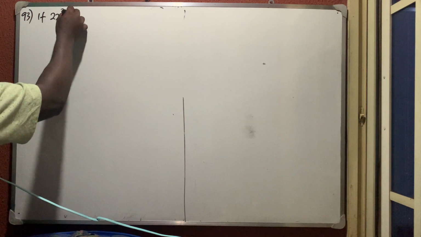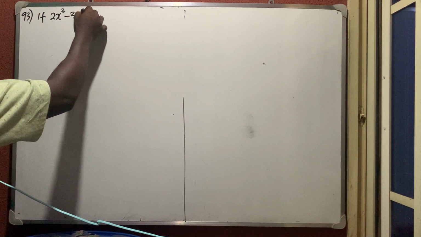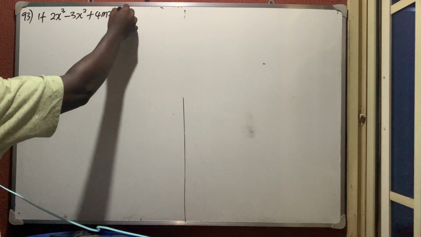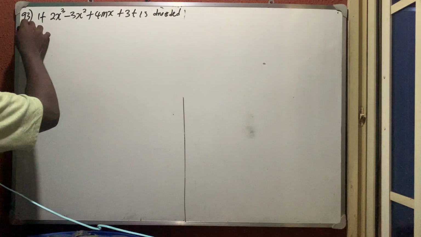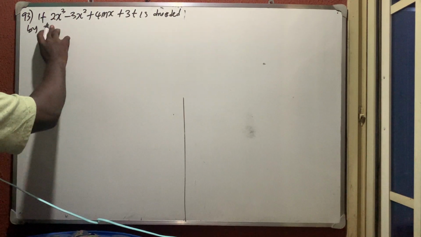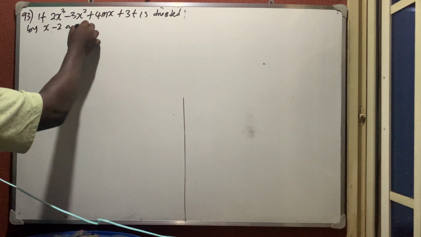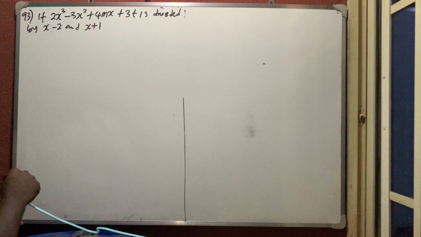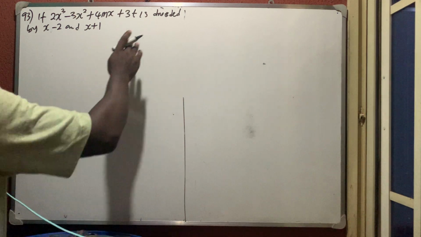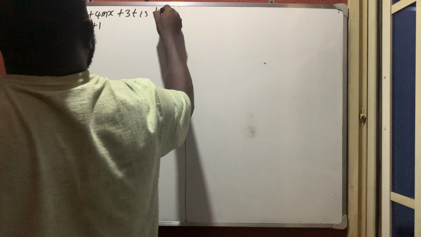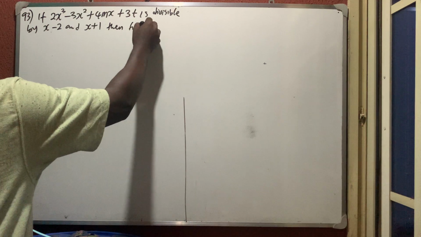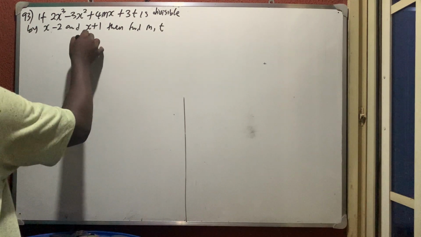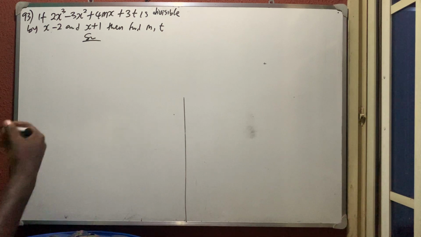93 said if 2x raised to power 3 minus 3x squared plus 4mx plus 3t is divided by x minus 2 and x plus 1, okay, is divisible by these two, then find m and t.